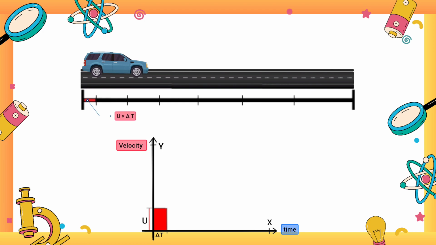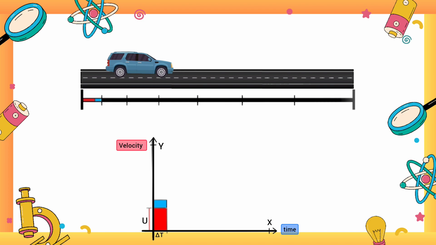This is because u by definition is the displacement traveled by the car in 1 second, and since our time interval is a small interval delta t, the displacement will also be proportional to the small time interval. Hence, the displacement is u times delta t.